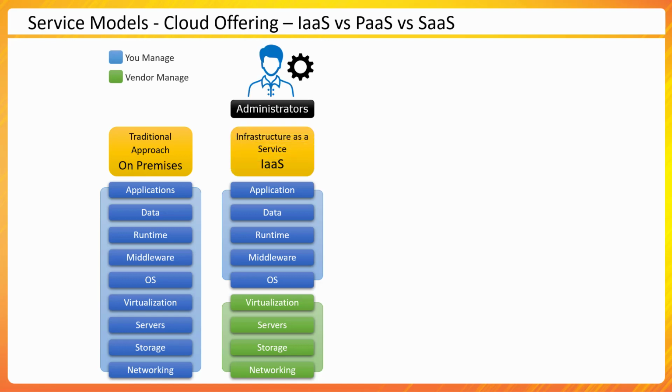If I'm an administrator, this model will appeal more to my use cases because as an admin, I may be deploying servers, I may be taking care of connectivity, I may be taking care of storage or expanding storage when needed. In this case of infrastructure as a service, that infrastructure would be provided to me by cloud provider, my vendor, and I would just utilize services on top of it.